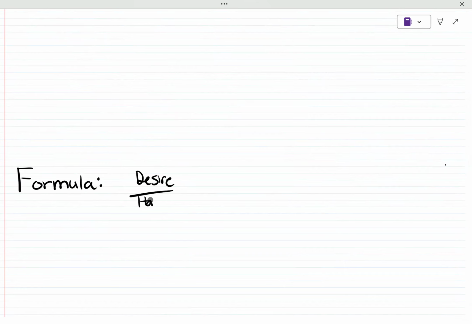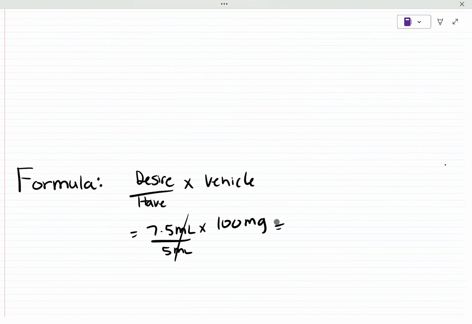Okay, so the formula is desire over have times vehicle. Our desire was 7.5 milliliters. And our have was 5 milliliters. Our vehicle was 100 milligrams. So it's 7.5 times 100 over 5, and that goes to 150.